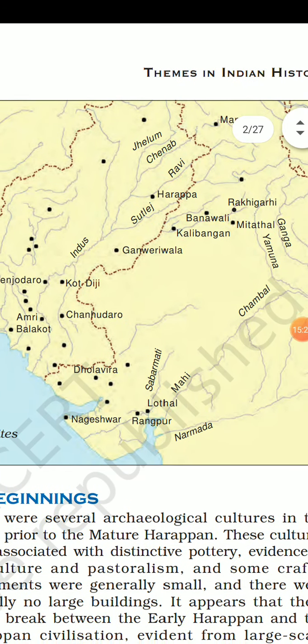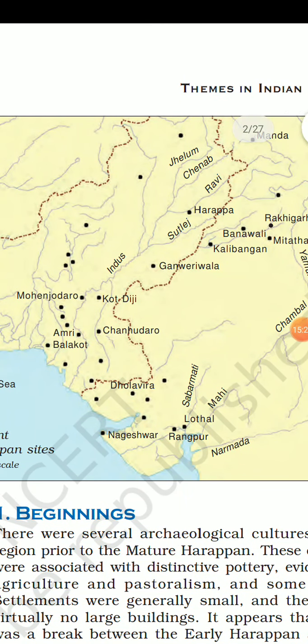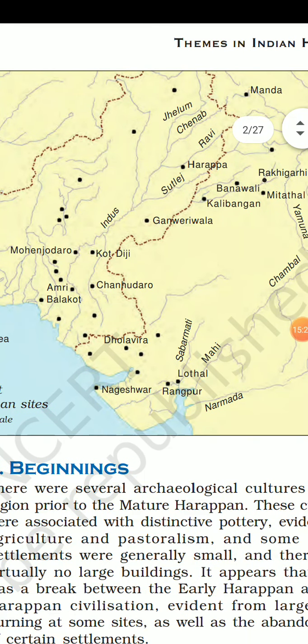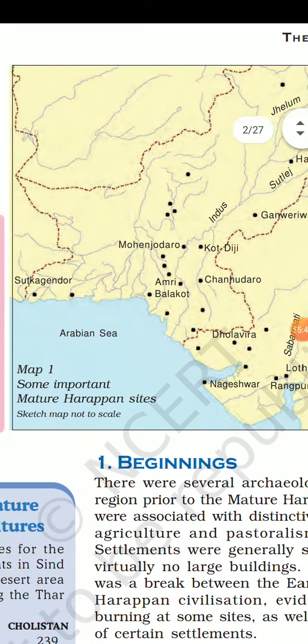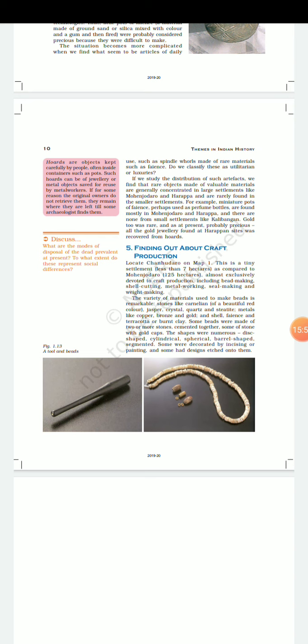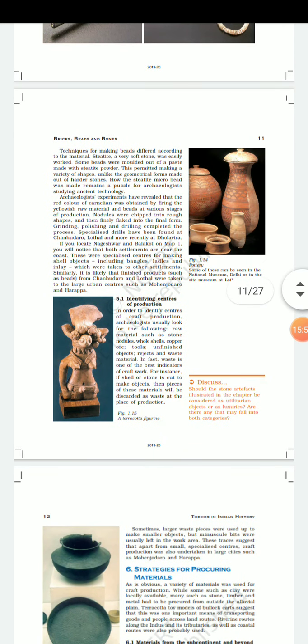So from Balakot here, and from another place I mentioned, Nageshwar. Nageshwar is here. Now see, this is the Gujarat area. So Nageshwar is here, downwards, very close to the Arabian Sea, and Dholavira is also in Gujarat. So now we come to our topic. Yes, we are discussing Nageshwar.